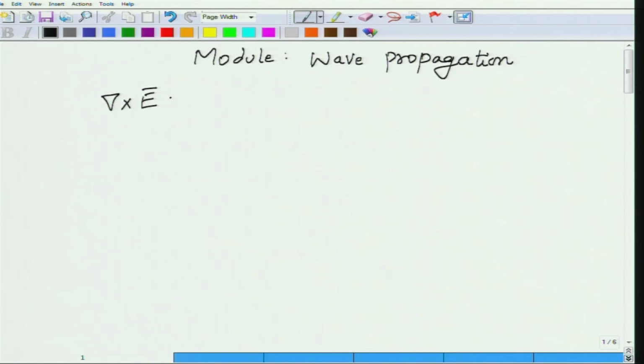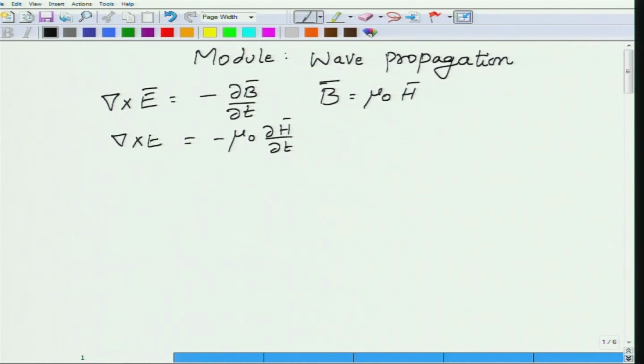To do that, let's begin by writing Faraday's law. So we know what is Faraday's law: curl of electric field is equal to minus del B by del t. Since we will be considering mostly non-magnetic materials, we have B equals mu 0 into H. That's the simple relationship between magnetic flux density B and magnetic field H. Therefore, substituting for B equals mu 0 H in this Faraday's law, you get minus mu 0 del H by del t, which is curl of electric field.